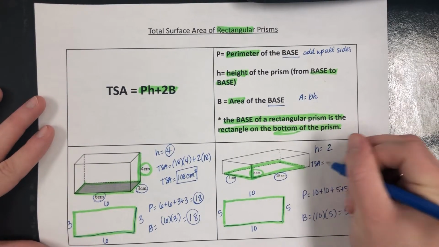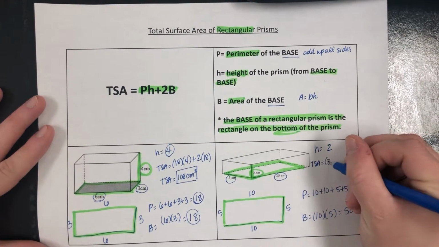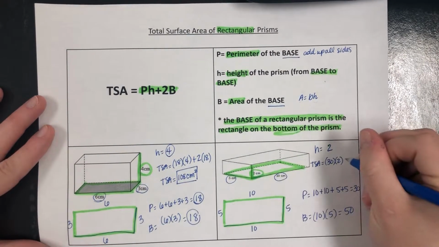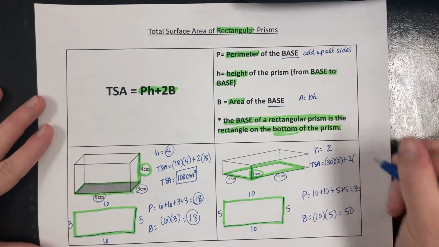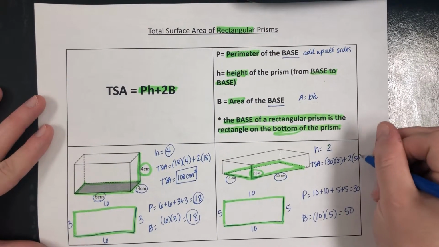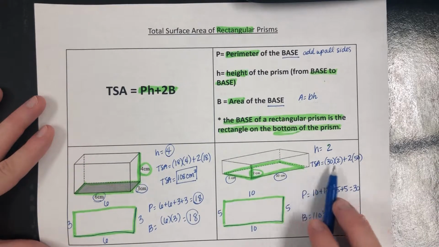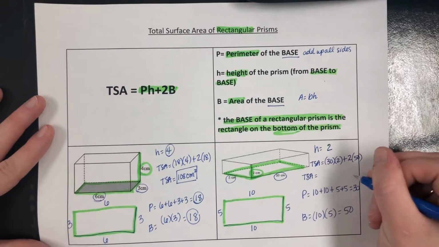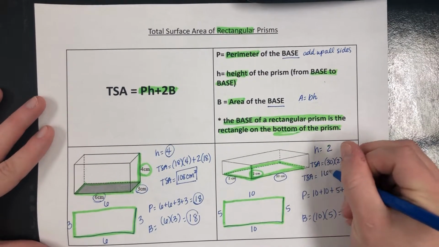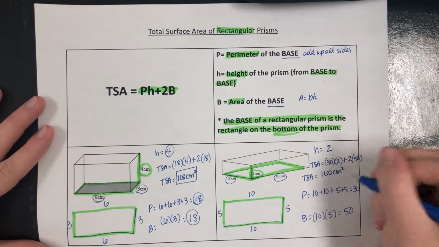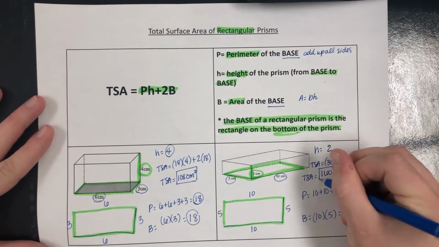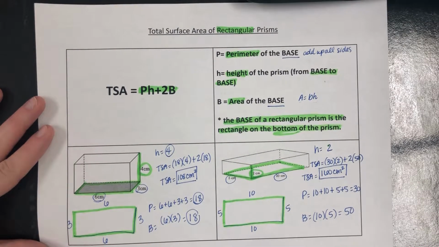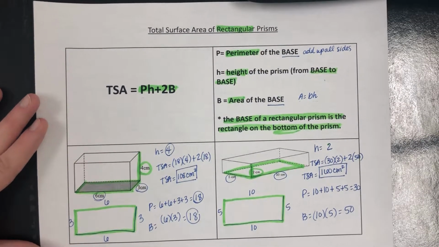Total surface area equals the perimeter, which is 30, times the height, which is 2, plus 2 times the area of the base, which is 50. I type it all into my calculator exactly as it looks, and I should get 160 centimeters squared. All right, so there's total surface area. We'll do lateral surface area next.